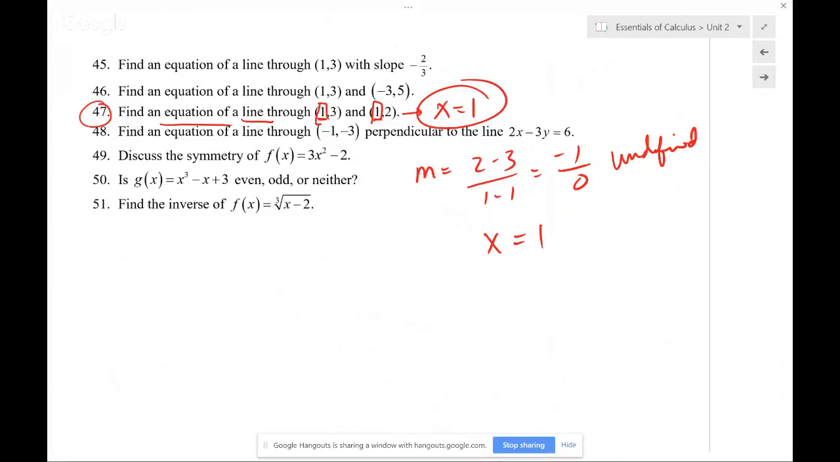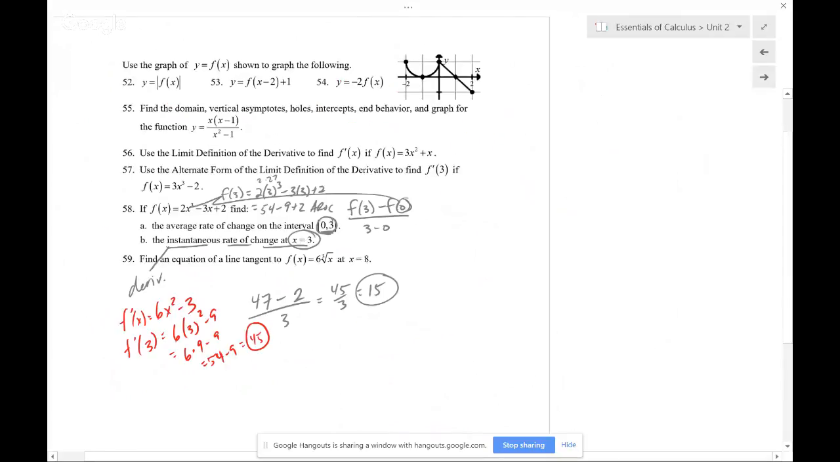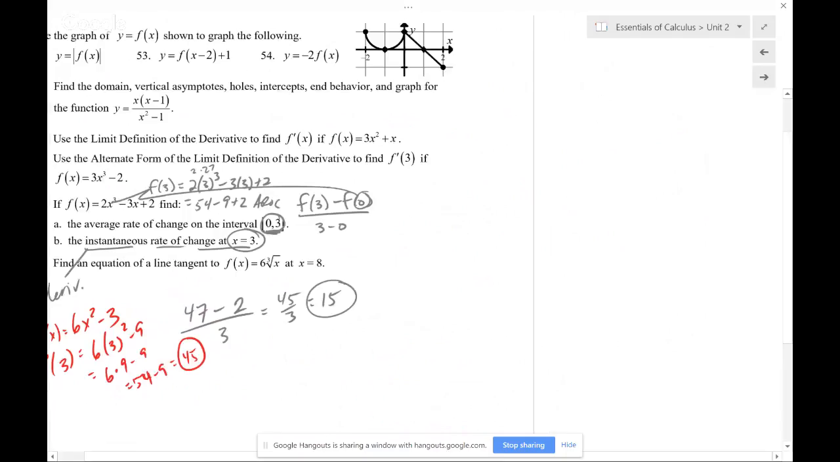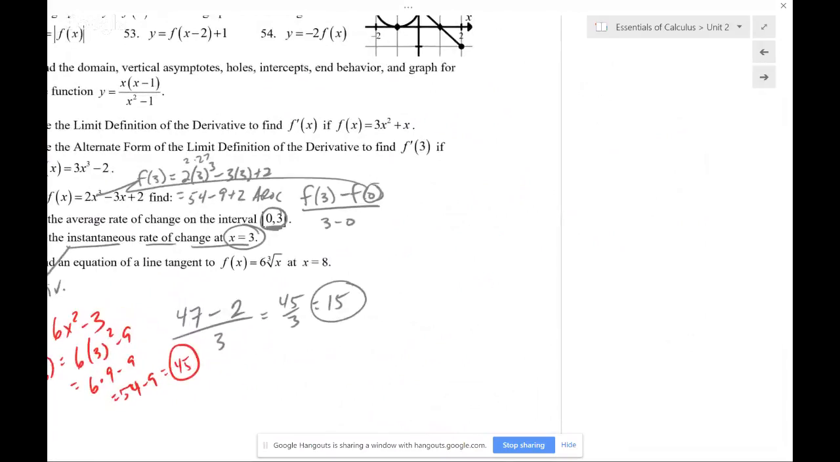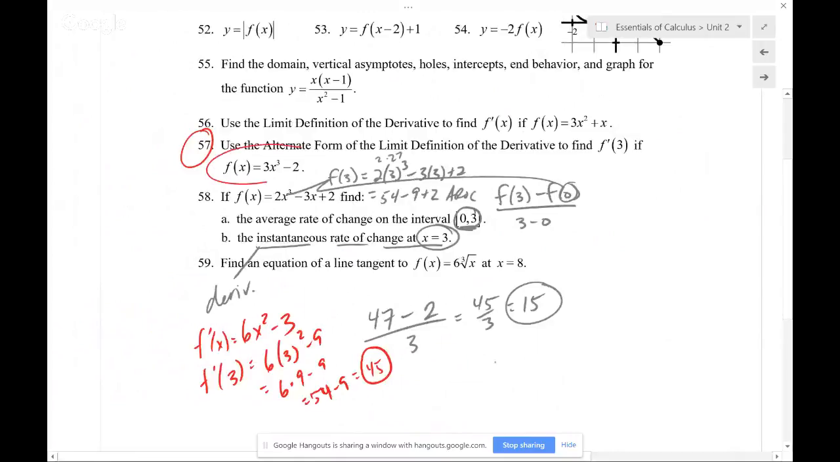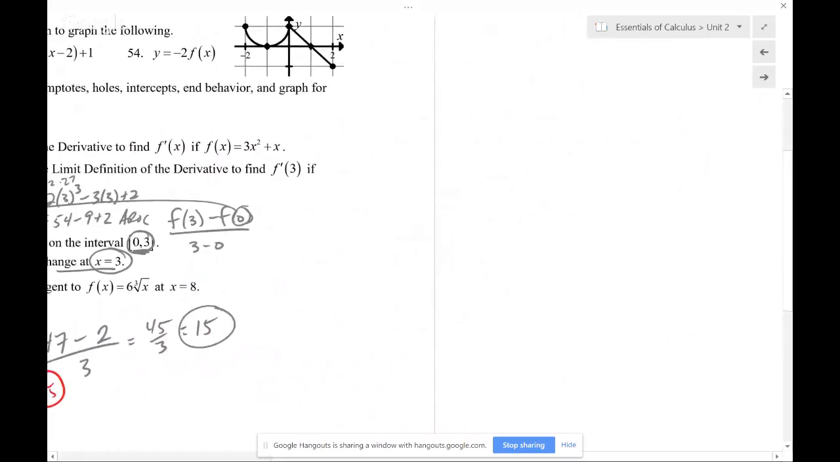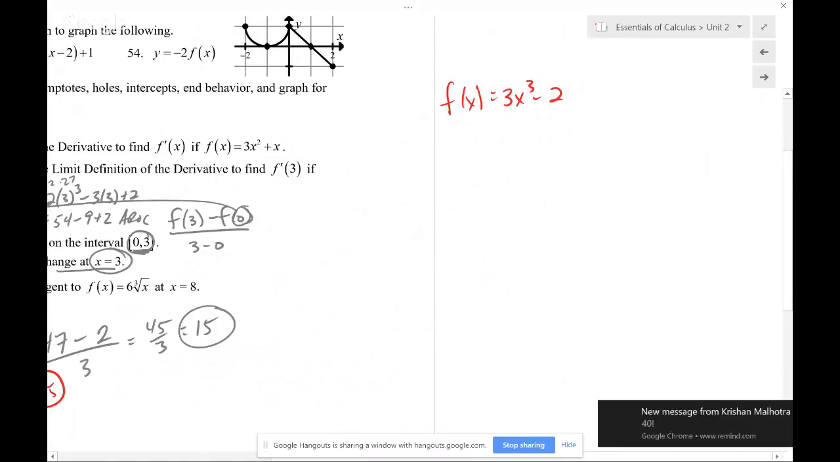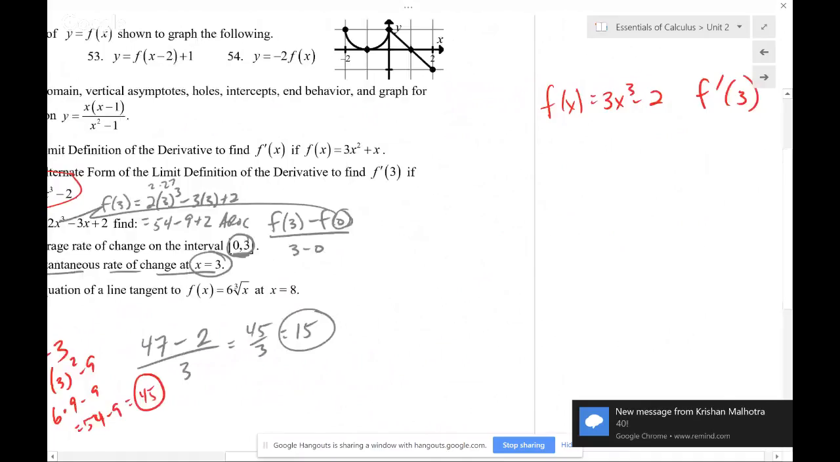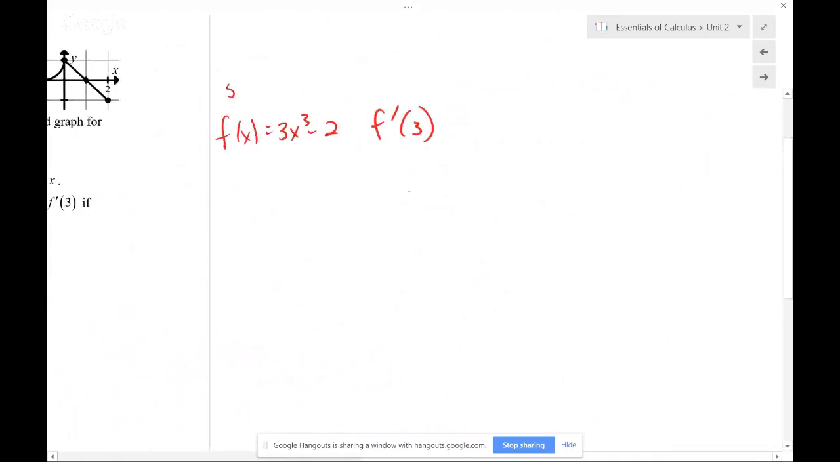Number 57. Use the alternate form of the limit definition of the derivative. Oh, fun. Let's see if I have enough room here for this. So we've got f of x equals 3x cubed minus 2, and we're looking for f prime of 3. Okay, so this is number 57.